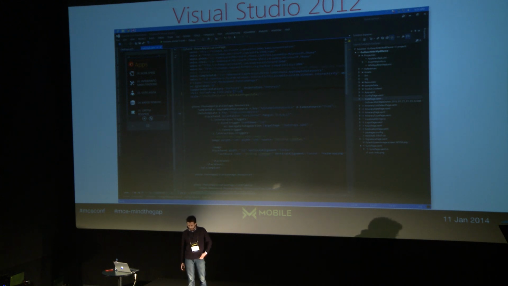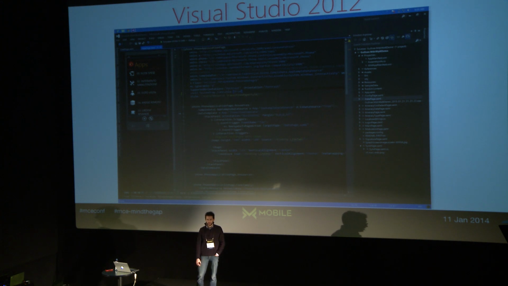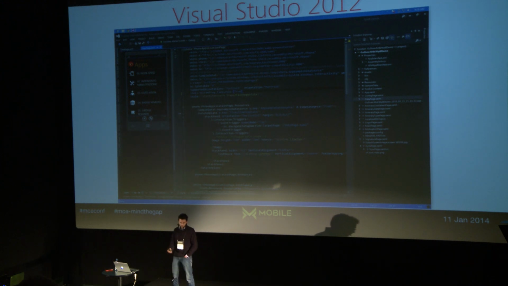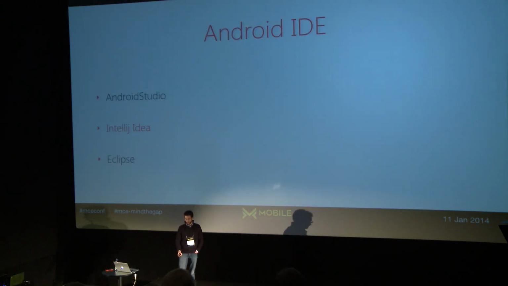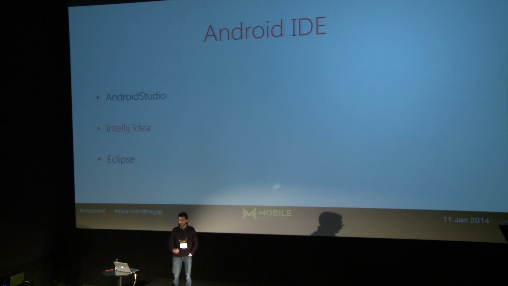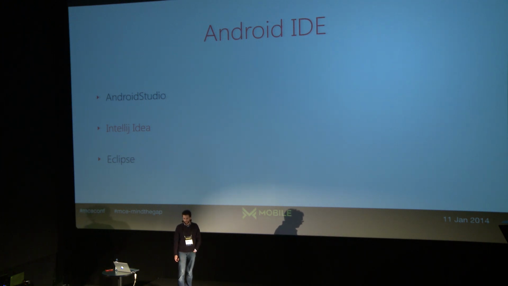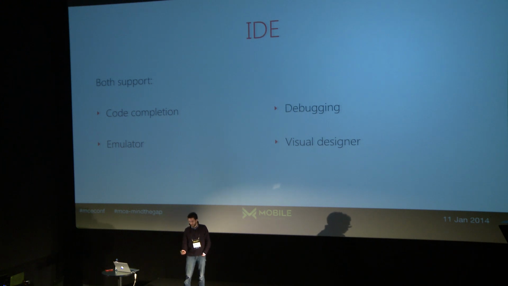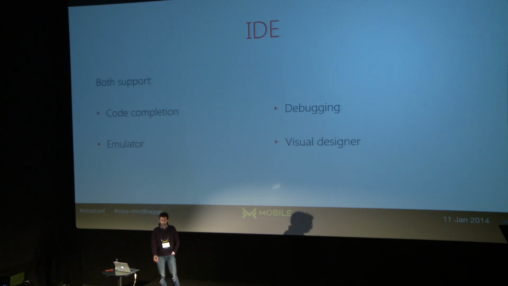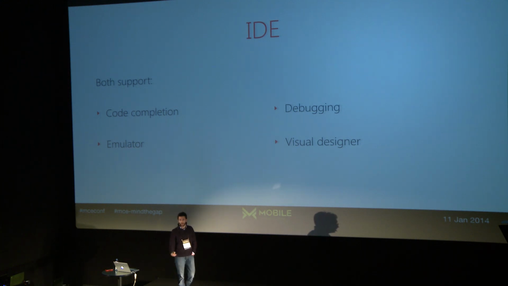On your left, you have the visual designer of the application. Then in the center part, you have the code. And then on the right part, you have the project structure. So, well, what I found is that it's almost similar to IntelliJ IDEA, because I developed just two basic applications with Android, and I found that you can find almost the same components across these two different IDEs. So you have both code completion, an emulator, you can debug your application, and in both cases you also have a visual designer for your UI.